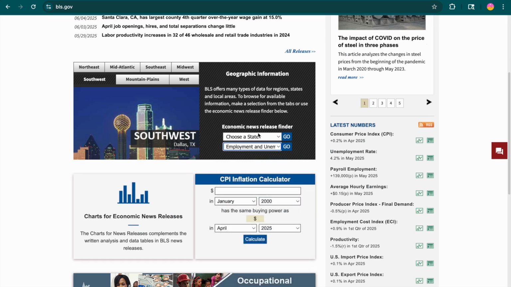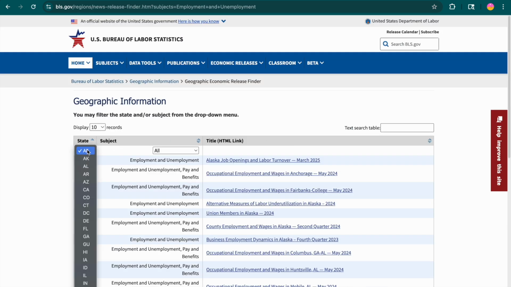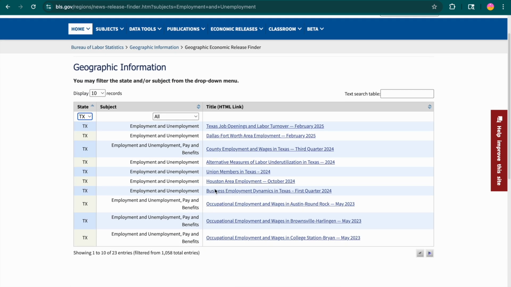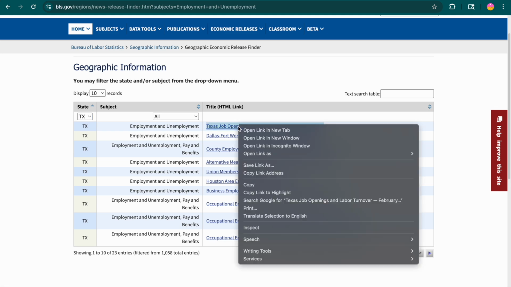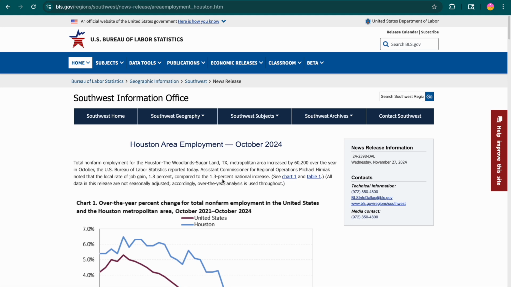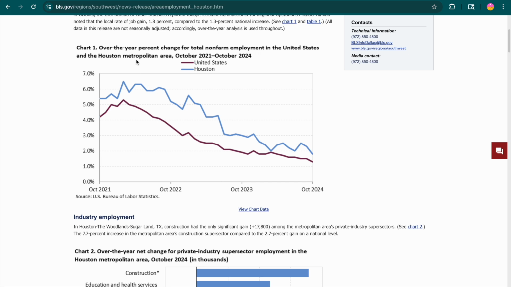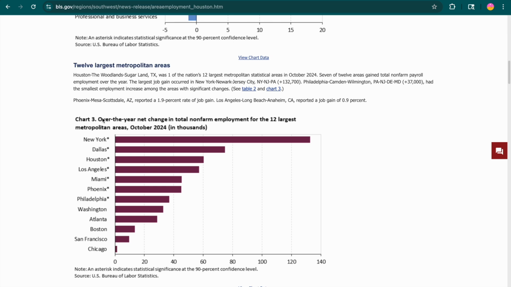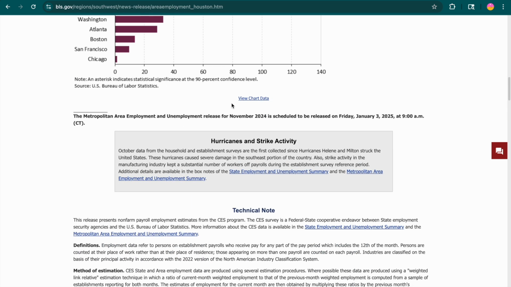Let's click on employment and unemployment, because as always, you want to see what you're making and what you're not going to make. Over here we can see different tabs as well, and you can go on this website by yourself any time of the day. Let's click job openings and also employment. Based off 2024, that's the data for the US and Houston. This is the over-the-year net change for private industry, like construction, financial, and information. It also goes off the 12 largest metropolitan areas in October 2024 data, and that's a pretty cool fact I just highlighted.